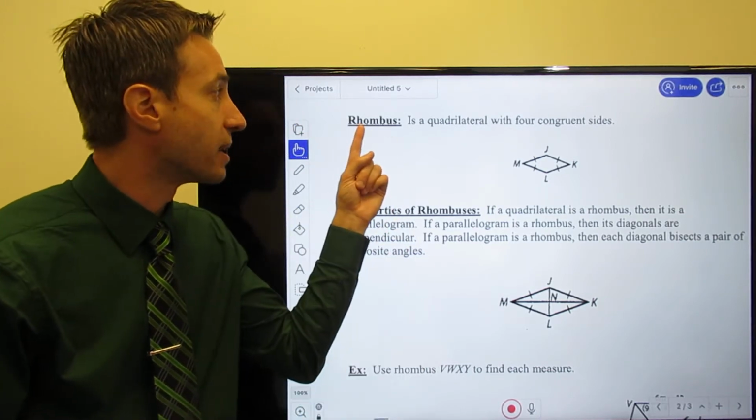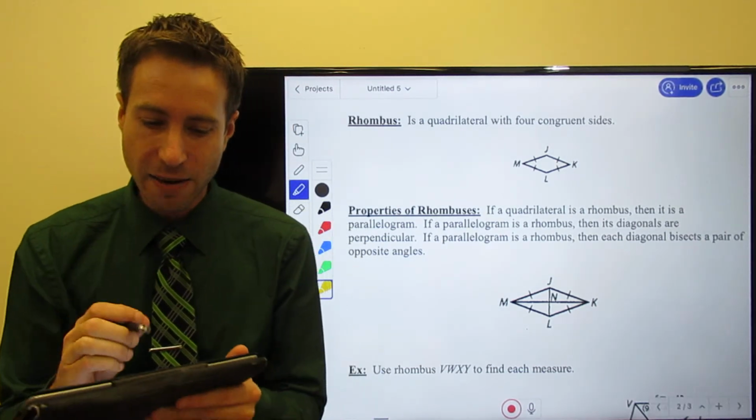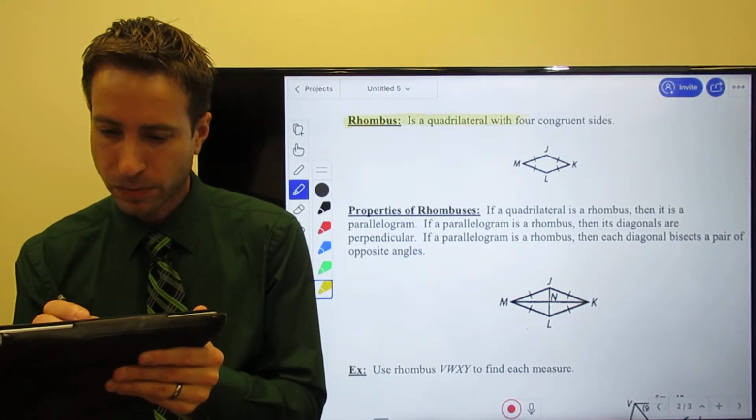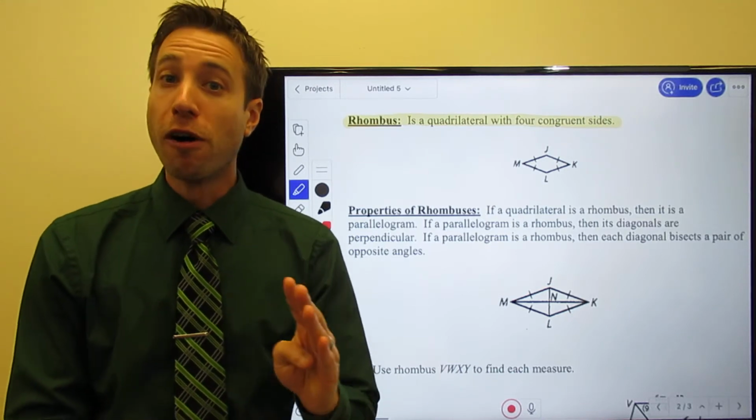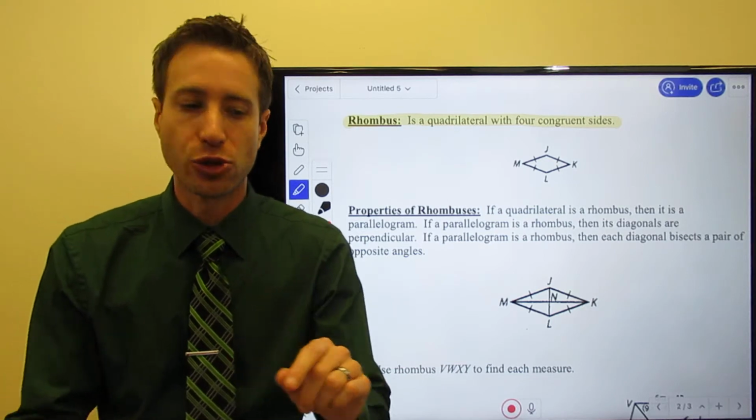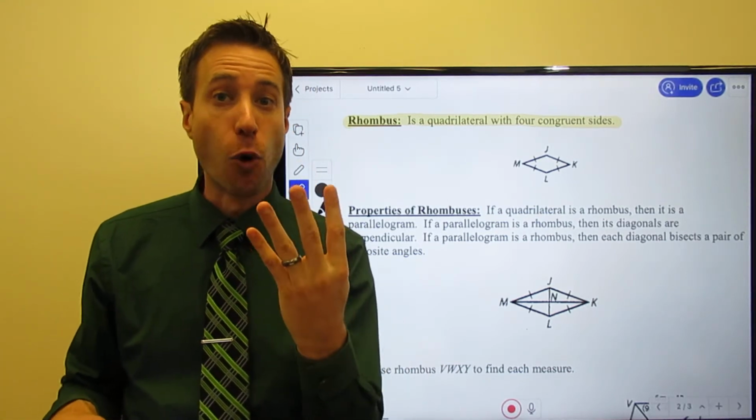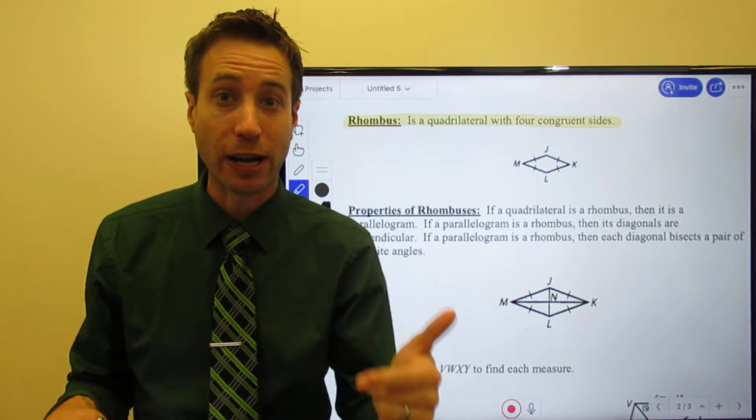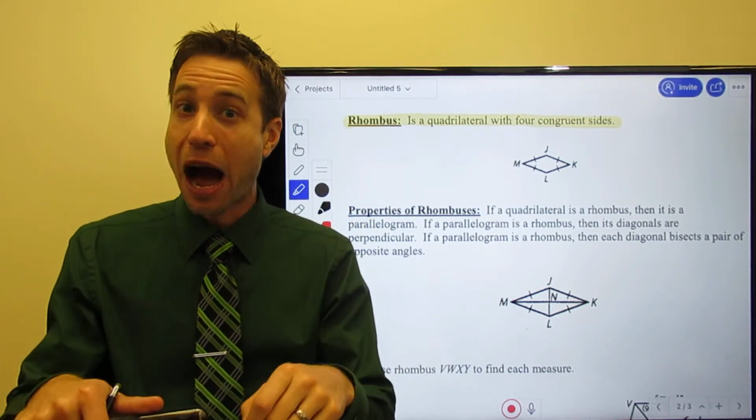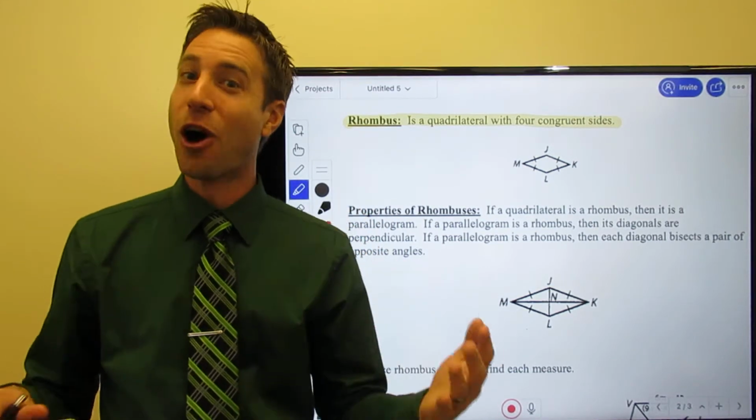So first, a rhombus is a quadrilateral. It is a four-sided figure where all four sides are congruent. Now this is interesting. A rectangle was a quadrilateral where all four angles were congruent. All four angles were 90 degrees. Now we're looking at rhombuses where all four sides are congruent.